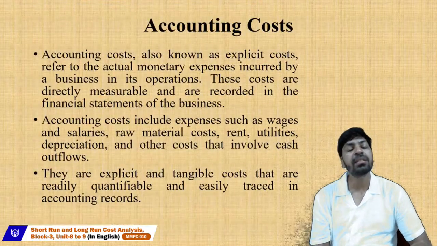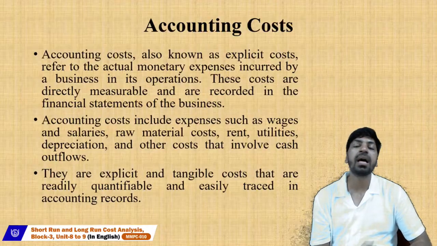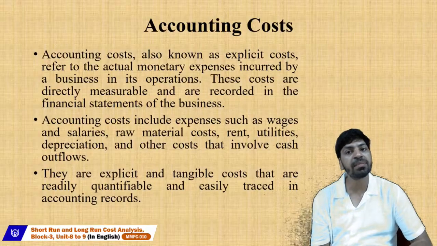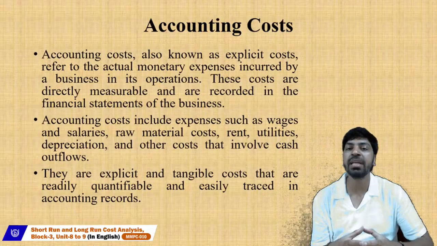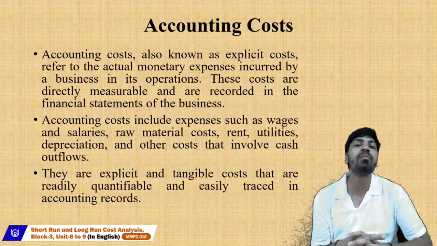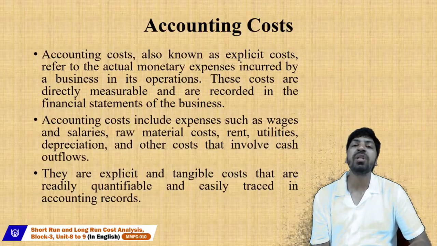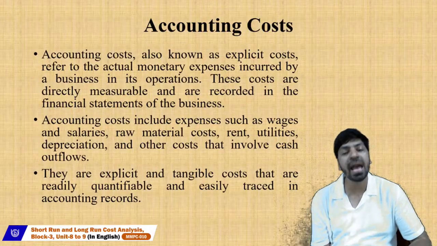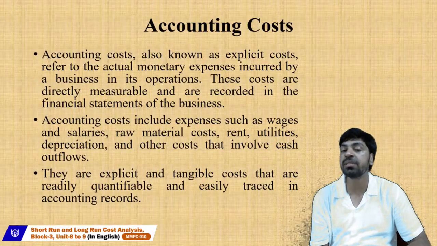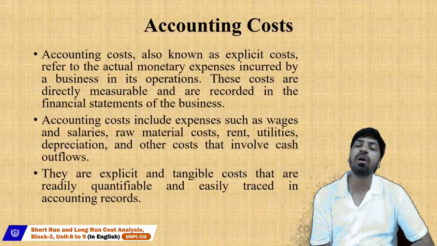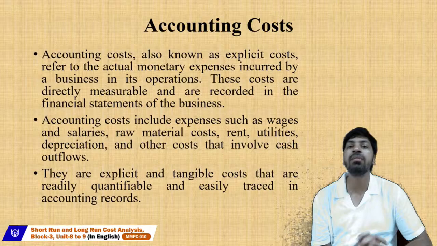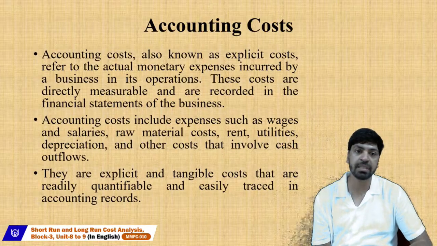Let's come to the next type of cost, which we call accounting costs. Accounting costs are also called explicit costs, which always refer to the actual monetary expenses incurred during the business activities or regular business operations. These costs are measurable and of course recorded in the books of accounts of the business.